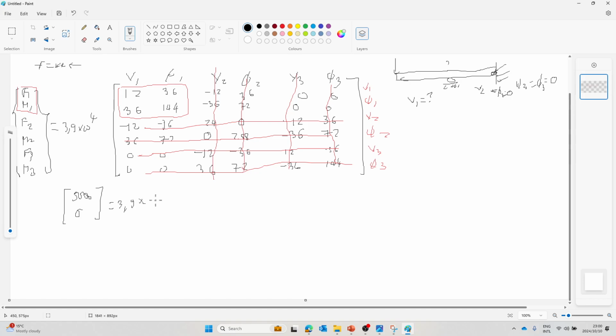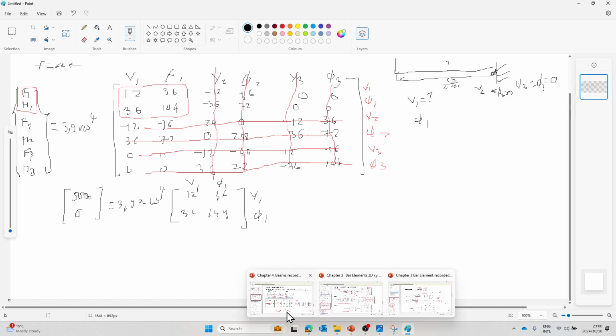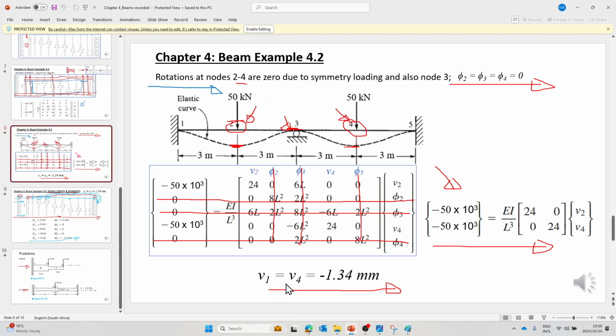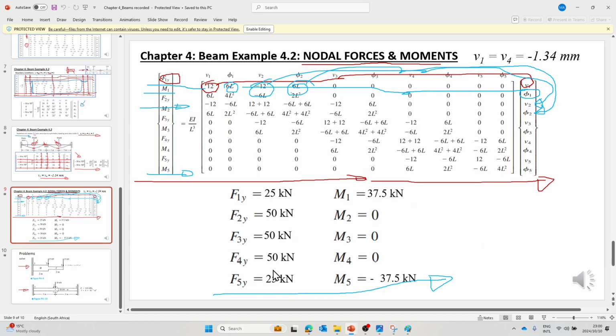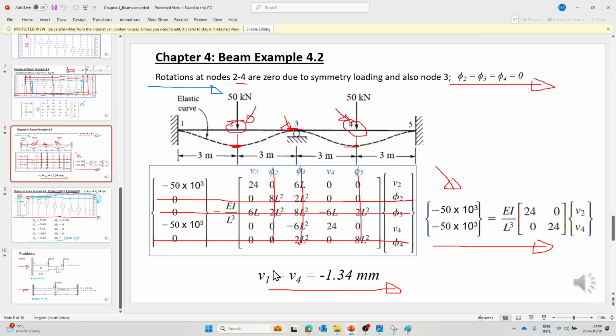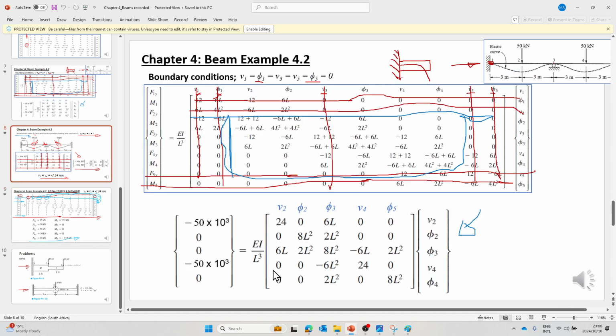3.9 × 10^4, multiplied by vector multiplication, 12, 36, 36, 144. Without forgetting, this one is V1, this one is phi 1. So we have to solve for the displacements V1 and phi 1. That's what we need to do. It's one of the steps. That's one of the reasons why we had to find this like this. The displacement phi 1.